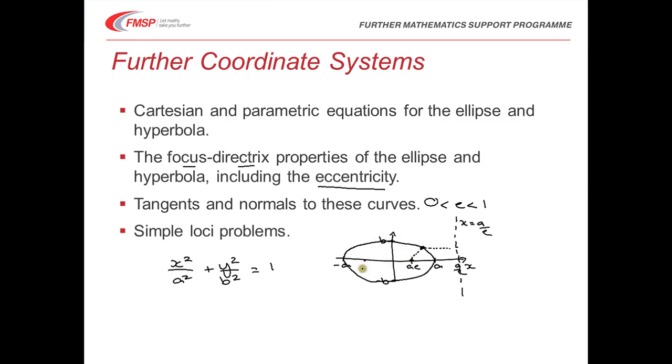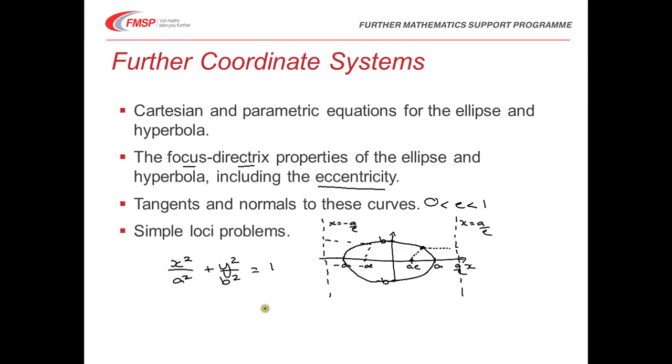Likewise, there's a negative x-coordinate focus here and a vertical line through a negative x-coordinate, which is x equals minus a over e, and the points here have the same property in relation to those two.